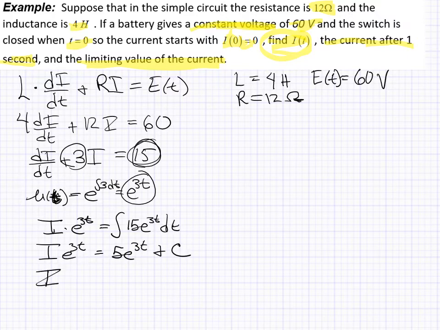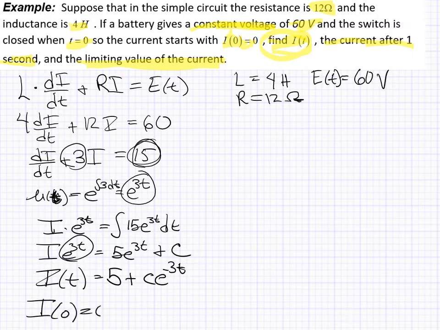So you solve for I, so I of t equals, divide by e to the 3t, you're going to get 5 plus c e to the negative 3t. Okay? So there is your I of t, but we have the c that we need to solve for. That's where the I of 0 equals 0 comes into play.